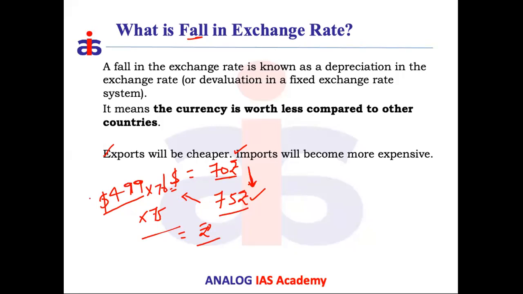So compared to the previous case, the number of rupees that the Indian person has to pay for the same unit of imports is increased. The number of rupees that you need to pay is increased. So it means that imports will become costlier, expensive, right? Clear? It is because of the fall in the exchange rate.